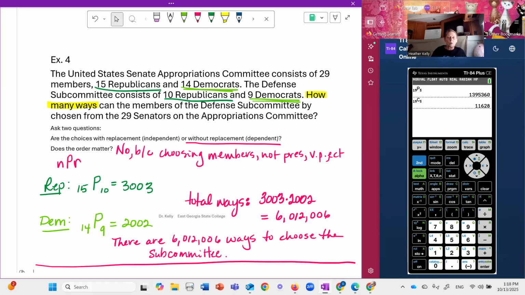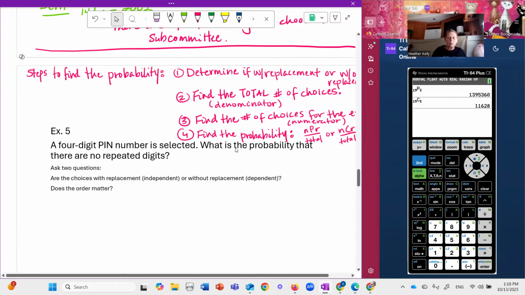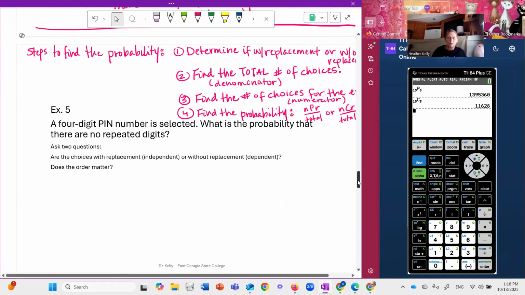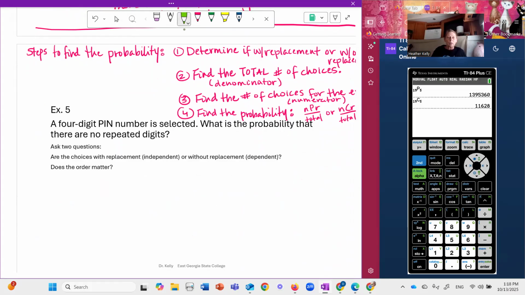Okay, let's keep on going here on my mouse. All right, so I kind of wrote down little steps here for finding the probability. And let's look at this next question here. A 4-digit PIN number is selected. What is the probability that there are no repeated digits?